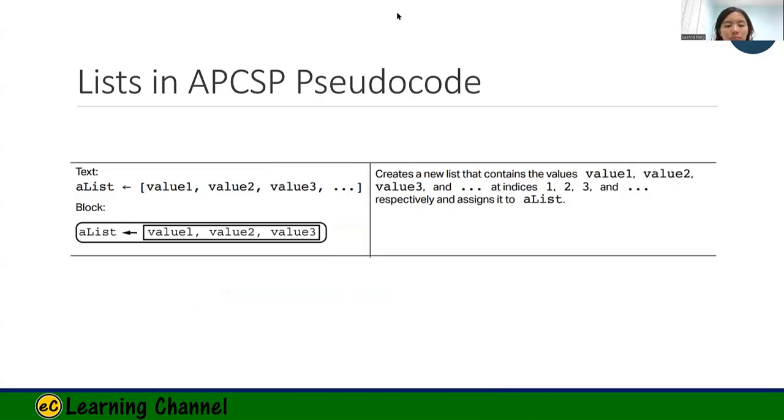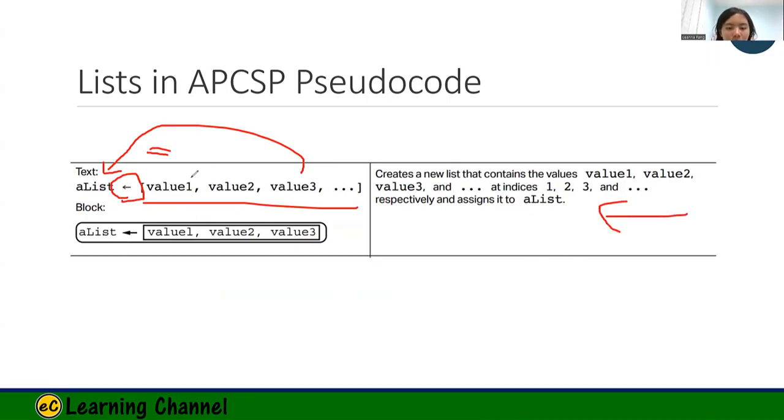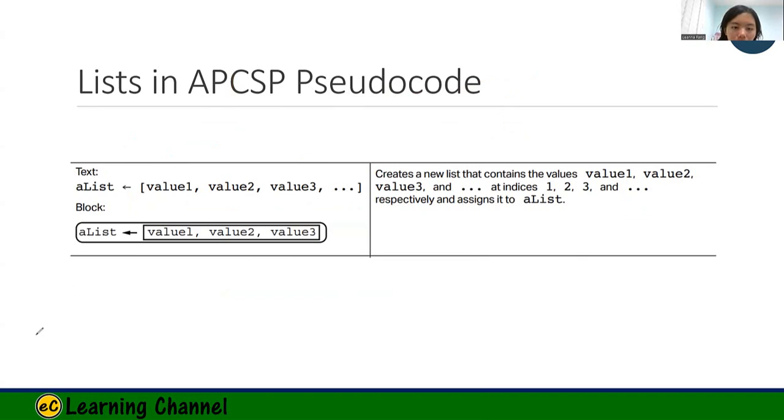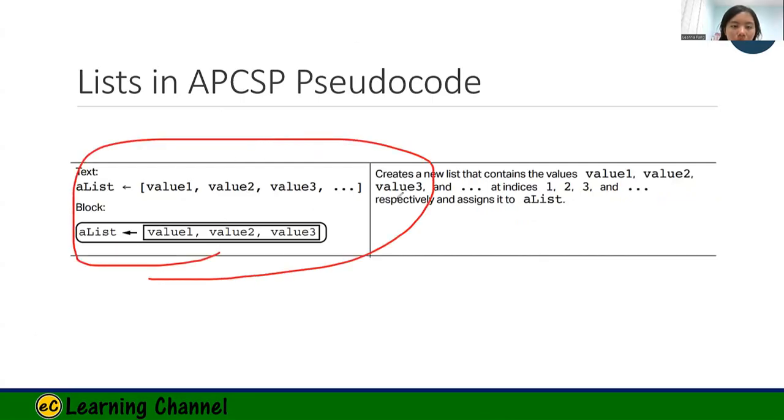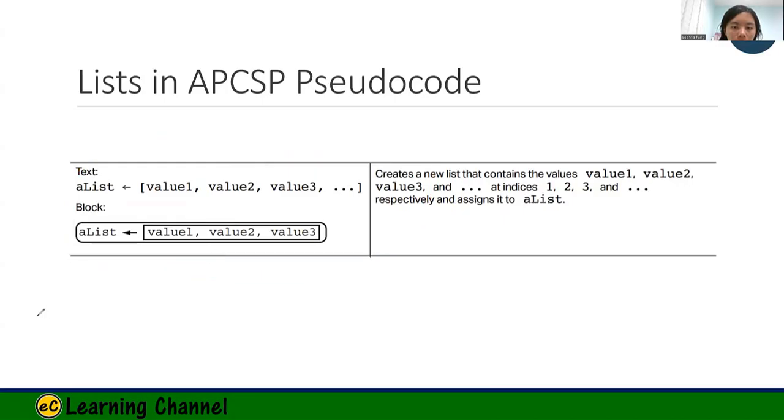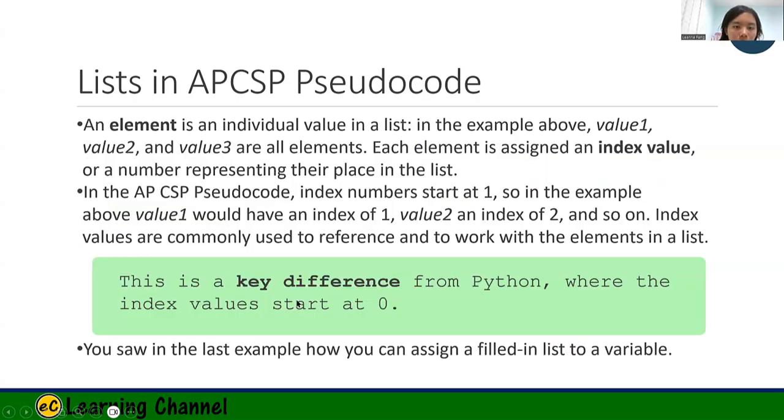In pseudocode, you assign a list to A list, and assignment uses a backward arrow. Again, the index starts from 1 in pseudocode. In Python, it starts from 0. So these two things you need to remember. And block language like that. These things are from College Board. I just copied the description from the College Board. You need to remember that. When you see it in the exam, College Board is using pseudocode or block language.